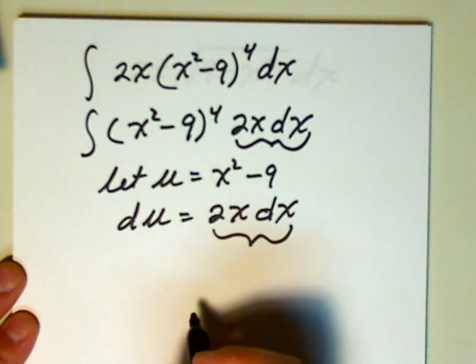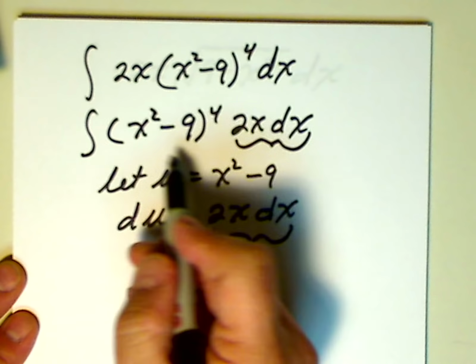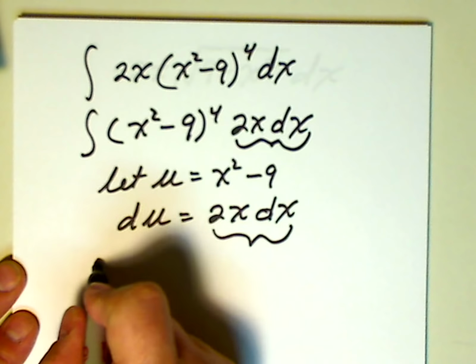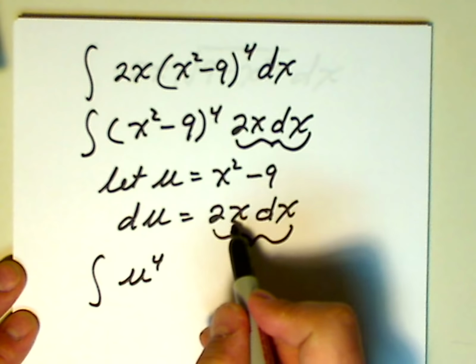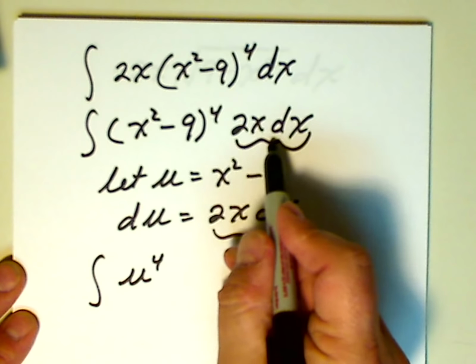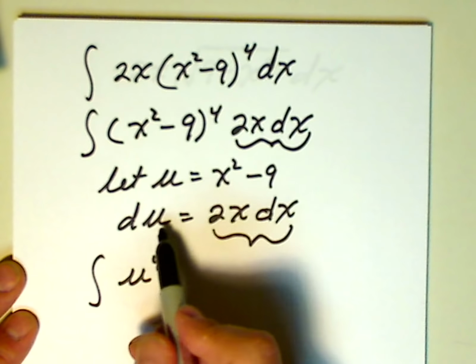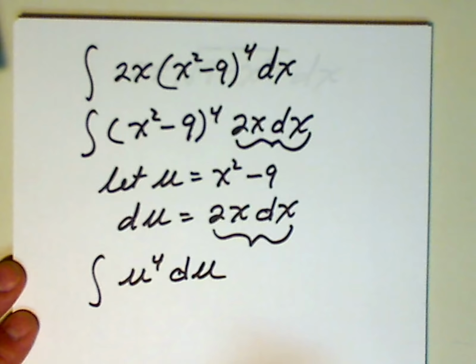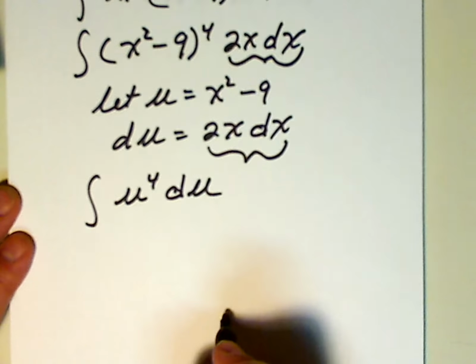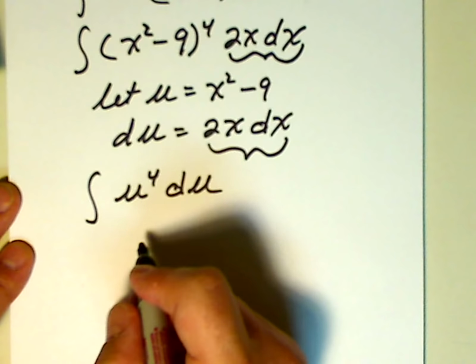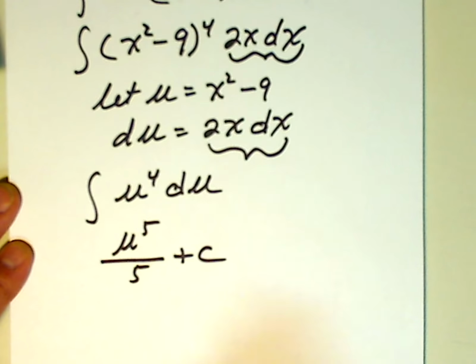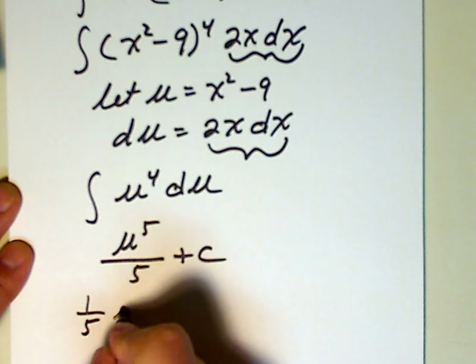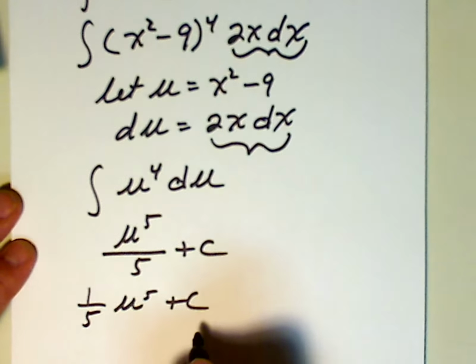So let's substitute u for x squared minus 9 in the integral, and we have u to the fourth, and we see that 2x dx, which is what we have up top here, is equal to du. So we can go ahead and make that substitution. Now it's just a matter of integrating. So we have u to the 5th over 5 plus c, just like you've been doing all along, which turns out to be 1/5 u to the 5th plus c.